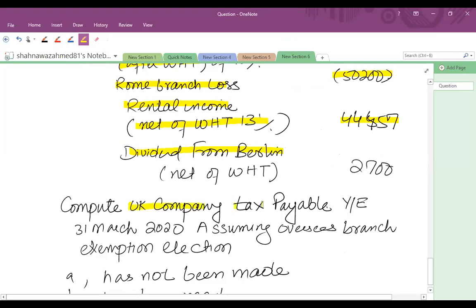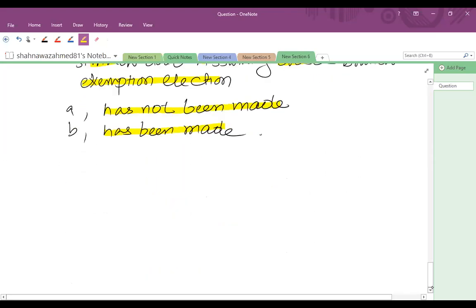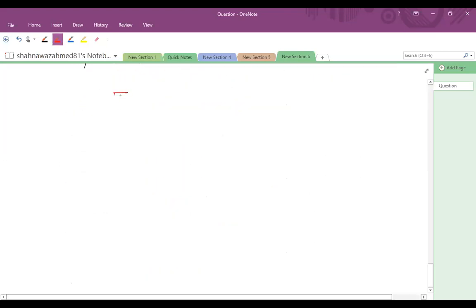Calculate the UK company tax payable for the year ended, assuming overseas branch exemption election. Number one, it has not been made. And number two, you have made an election for the overseas branch. Now, firstly, assuming there is no election.